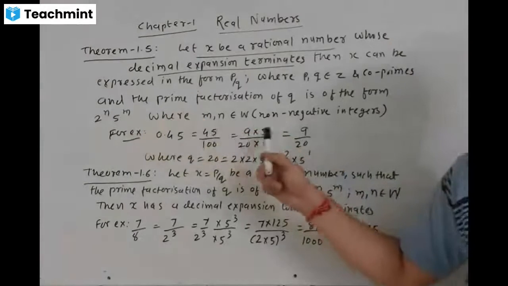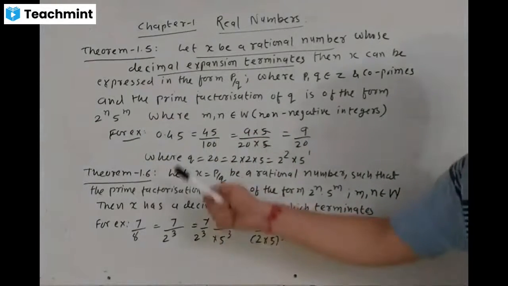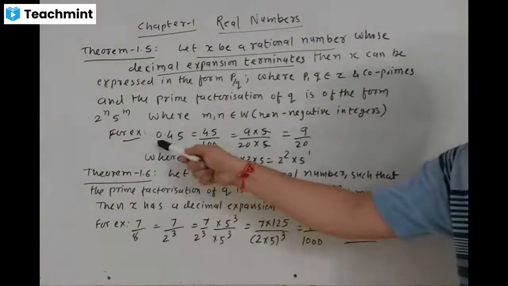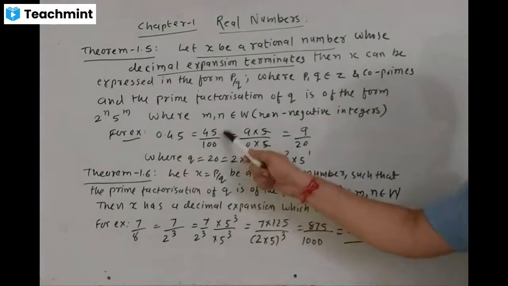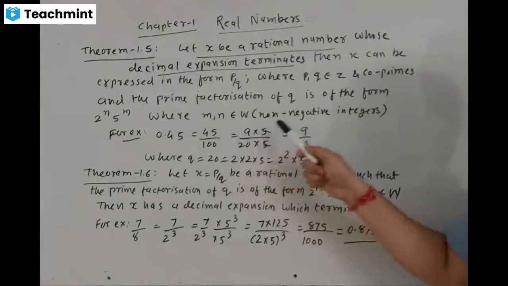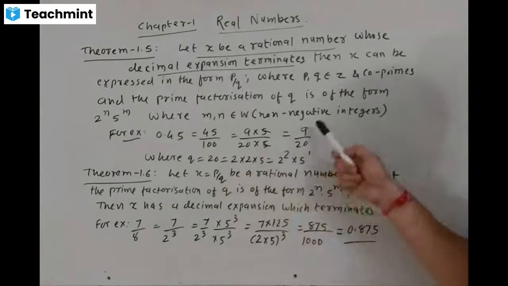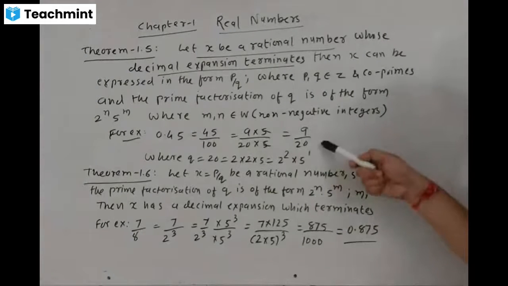M और n दोनों क्या होने चाहिए? Non-negative integers, that means whole numbers होने चाहिए. For example, 0.45, that is 2 digits after the decimal point, that means 45 by 100. The number is 45 by 100. Prime factors of 45 are 9 into 5, and of 100 are 20 into 5. Cancelling 5 by 5, we get 9 by 20. 9 and 20 are co-prime numbers because their HCF is 1.